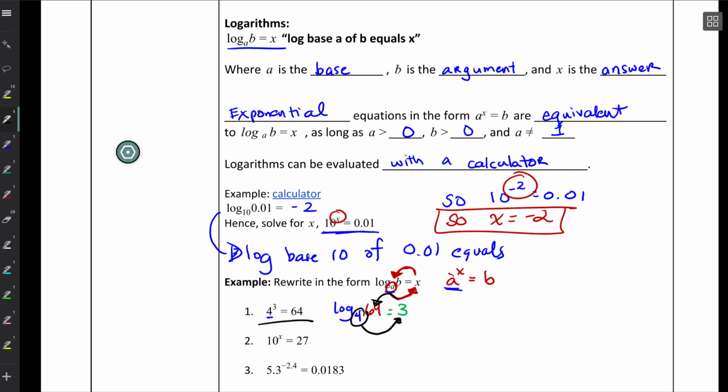So we'll do the next one the same way. We'll try and go a little bit faster. So I have log base 10 of x equals 27. So it's a little bit of a back and forth. I double check my work. 10 to the x equals 27. I've got it right. Go ahead and check your work on this next one, 5.3 to the negative 2.4 equals 0.0183. We don't care how gross the numbers are. Just go ahead and write it as a logarithmic expression.